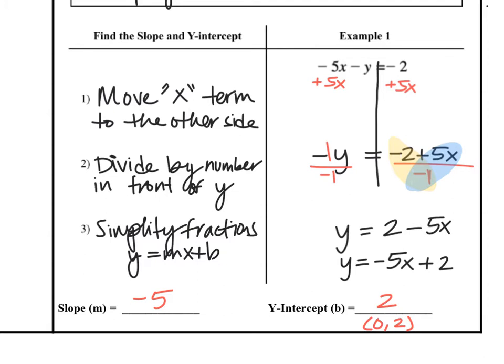When you have the slope and you have the y-intercept, you can go ahead and graph this on a grid, which will be part of your homework today.